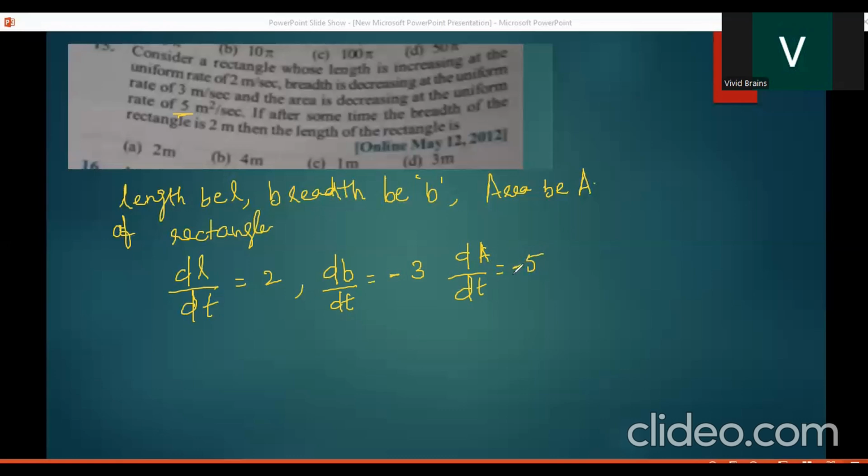Very good. Now, because they are talking about area, can I go with the area formula? So what is the area of a rectangle? Yes, L into B. A is equal to L into B. You write all letters, all letters are very important. Can I differentiate this with respect to t because I know all the things? Yes, so dA by dt.